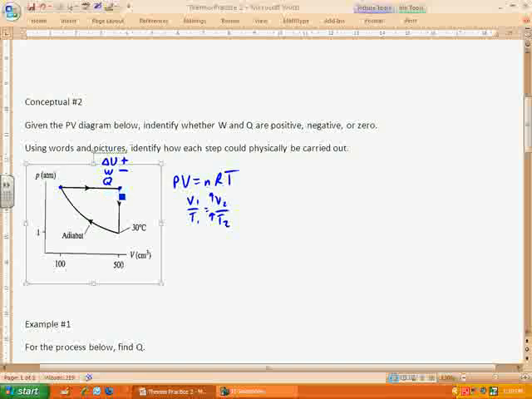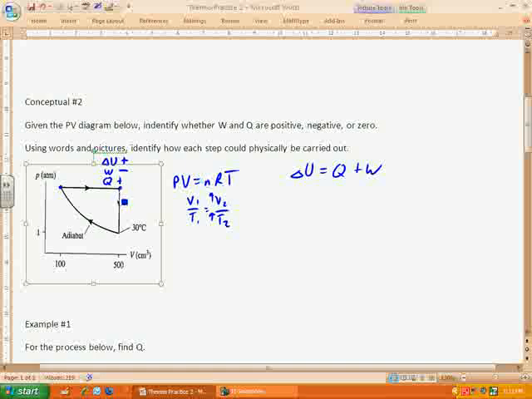The volume is increasing. That means the gas has to be doing work, so that'll be a negative amount of work. Now the only way that delta U can end up being Q plus W, if W is negative and delta U is positive, that means Q will have to be positive for this section. So increasing volume means that work is being done by the gas, so the work will be negative, and so the heat will have to be positive.